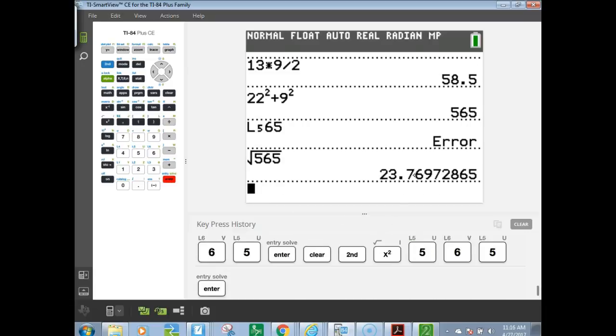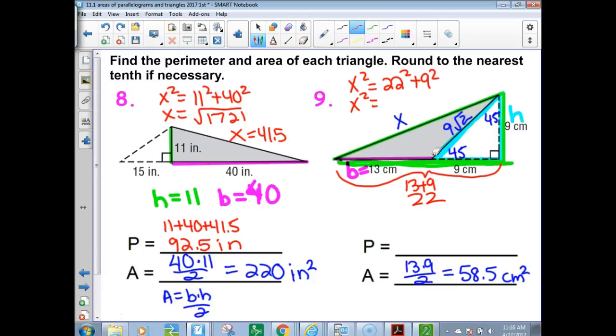Good. Well, how are we going to round this if we just want to go to the tenth? 23.8. All right, that's this side right here, 23.8. We were taking the square root of 565. Yep. Now, I wrote everything down. You probably wouldn't write this much down. You might do more of it on the calculator.